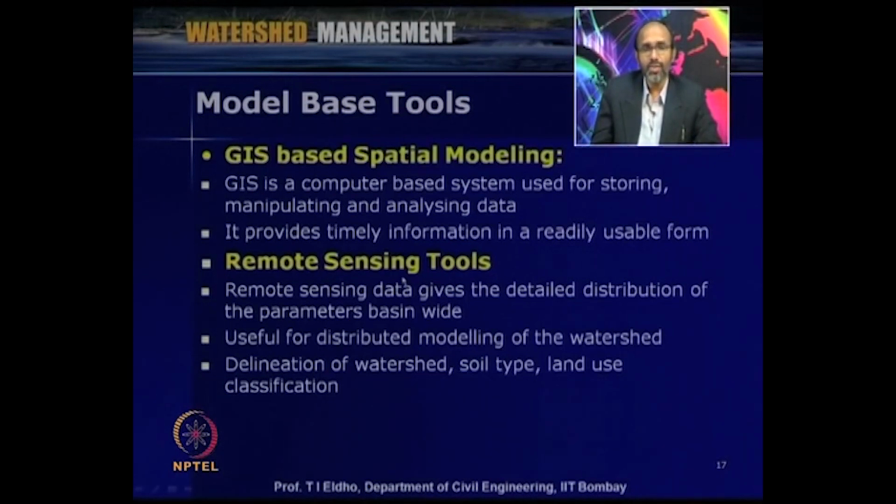Then remote sensing tools, wherever huge data is needed and temporal variations are to be considered, we can use remote sensing. Remote sensing data gives the detailed distribution of the parameters basin wide, like a river basin or the watershed basis. It is useful for distributed modeling of the watershed. If we are going for physically based models, then remote sensing data is very useful, especially land use, land cover, spatial variation, delineation of watershed, soil type, and land use classification. In all these places we can use remote sensing tools as a model based tool.